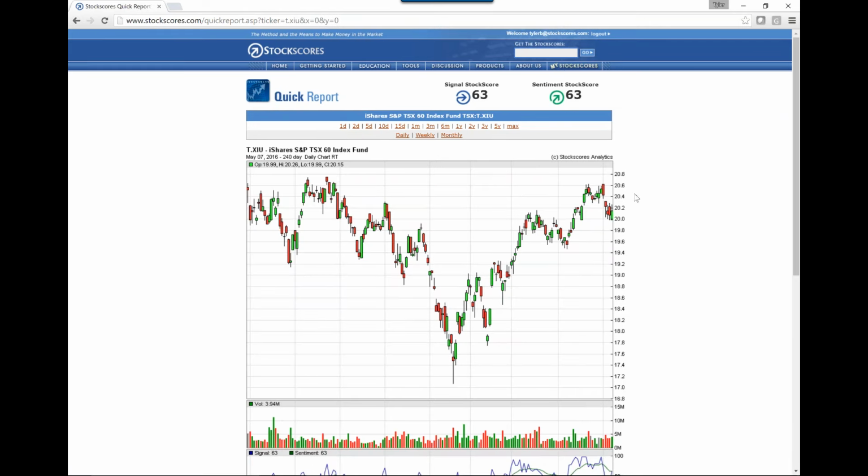This is a good chart, not a great chart because it's coming into resistance, but the TSX, the Toronto Stock Exchange, has had a good little run. I think it probably goes sideways near term.